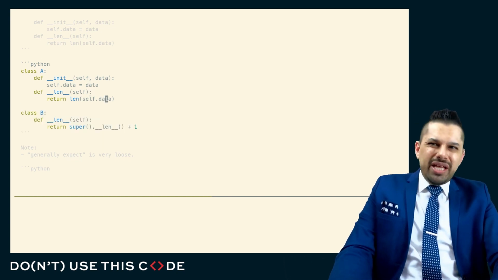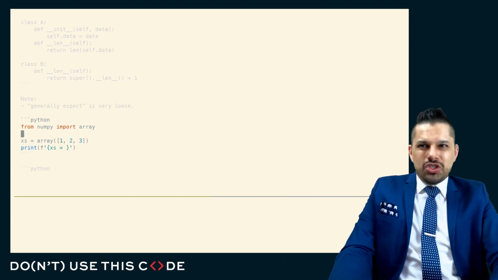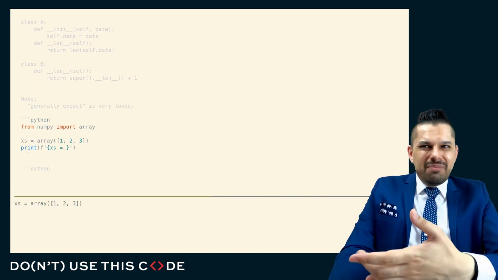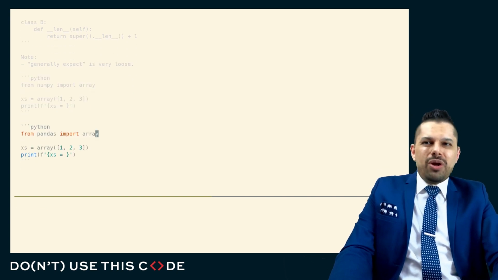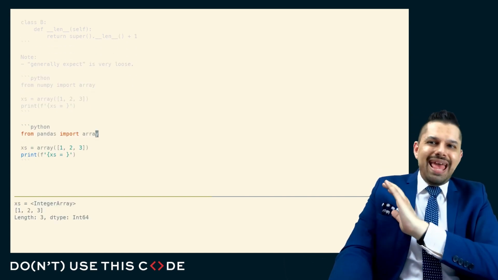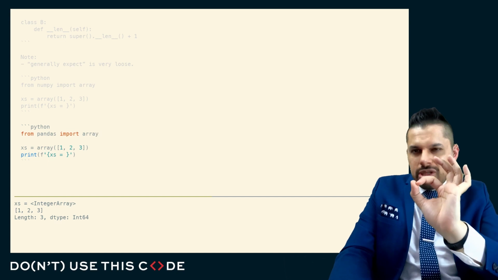But these general expectations are very loose expectations. Whereas when we look at something like NumPy and we look at the repr on a NumPy ndarray, it looks okay. When we look at the repr on a pandas array, this breaks every one of these conventions. So this is a general expectation.